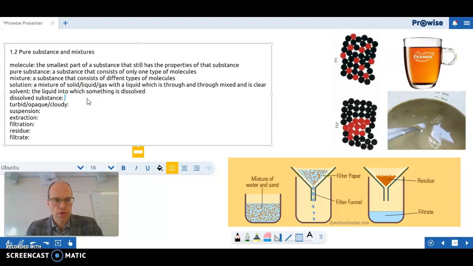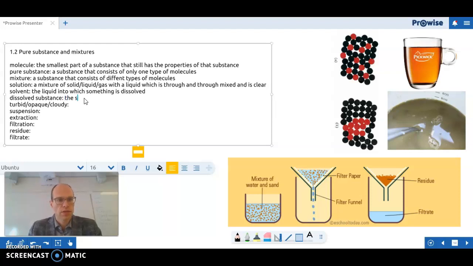And it dissolves, so if we make tea, then water is the solvent. You can also have different solvents. For instance, if you have pen on a table, then water won't dissolve the pen, the ink, but sometimes alcohol will. So then alcohol is also a solvent. And the dissolved substance is what goes into the solvent.